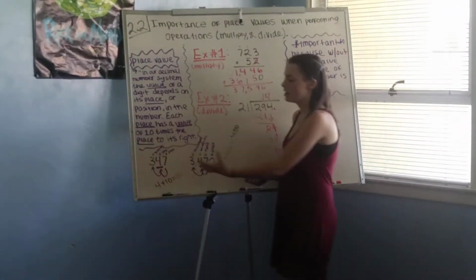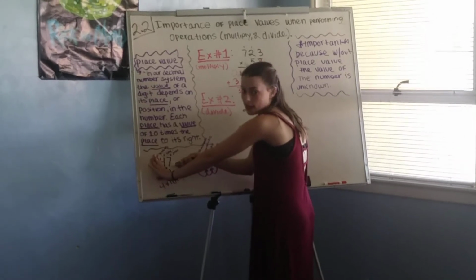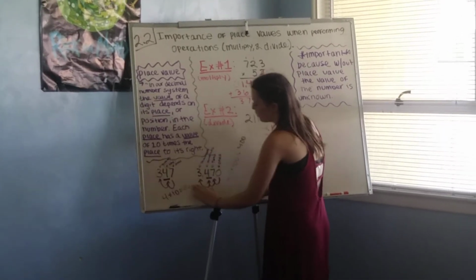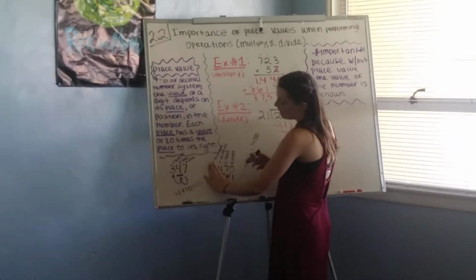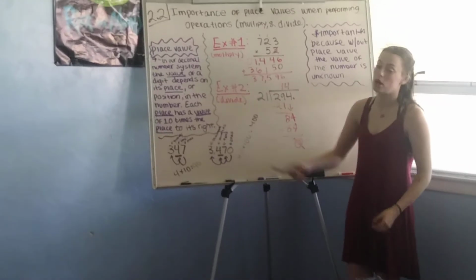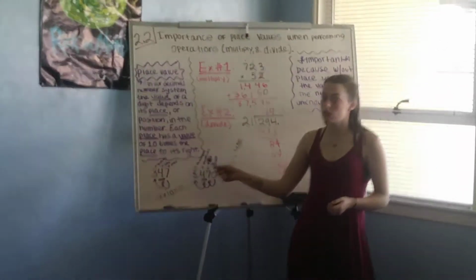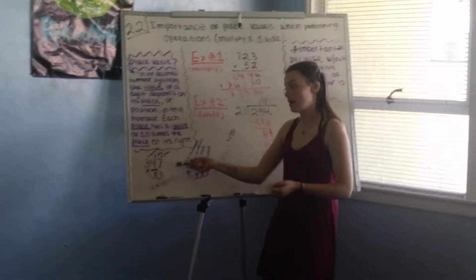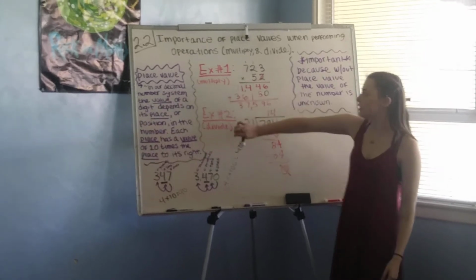So we know that 47 is 47, right? And we know that 470 means 470, right? Okay, if we didn't have place value, we wouldn't know the difference between 47 and 470. We wouldn't know that 470 is a lot bigger than 47. So let's interpret this with multiplication and division.